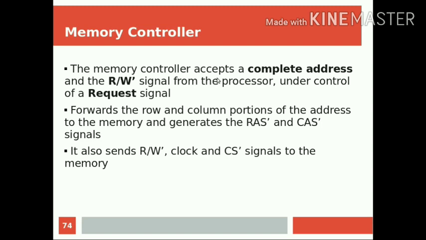That is, the memory controller accepts a complete address and read-write signal from the processor under the control of a request signal, forwards the row and column portions of the address to the memory, and generates the RAS and CAS signals. It also sends read-write, clock and CS bar signals to the memory.